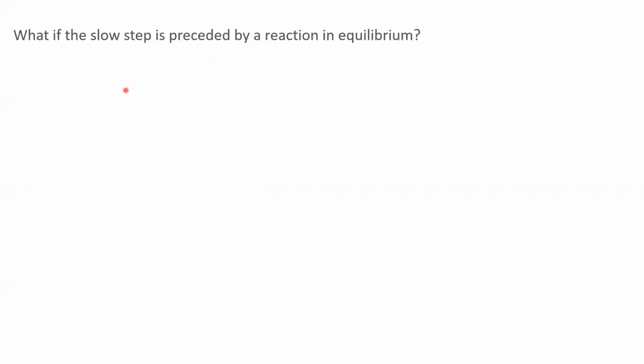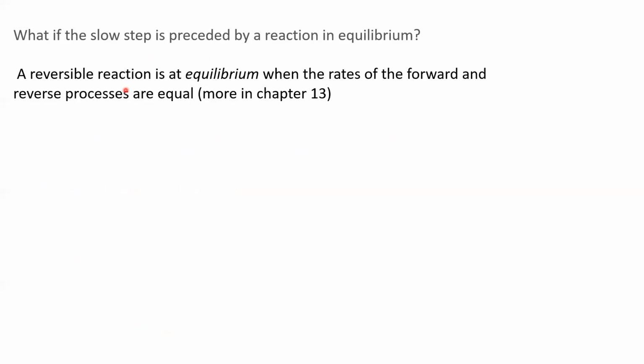Let's look at reactions that have what are called equilibrium steps in them. And we're going to spend a lot more time in the next couple of chapters talking about equilibrium. We're just going to talk about them very generally here. When we talk about equilibrium reactions, they're reactions in which they're reversible, meaning that the reactants can produce products, but then the products can reproduce the reactants we started out with. They're reversible. They can go in both directions. Okay. And when they're at equilibrium, the rate of the forward reaction equals the rate of the reverse reaction.